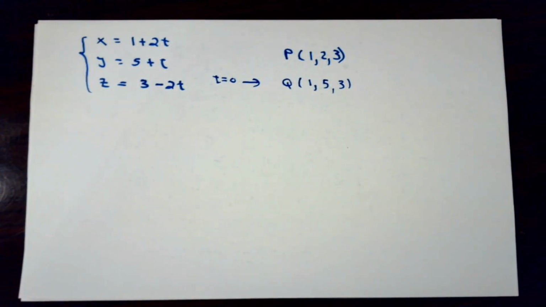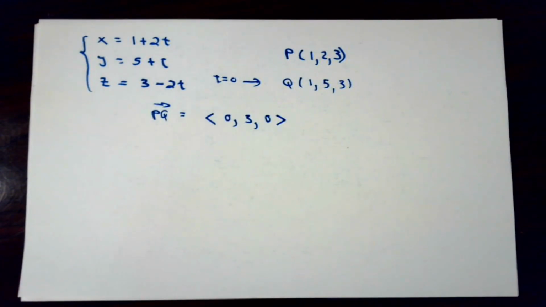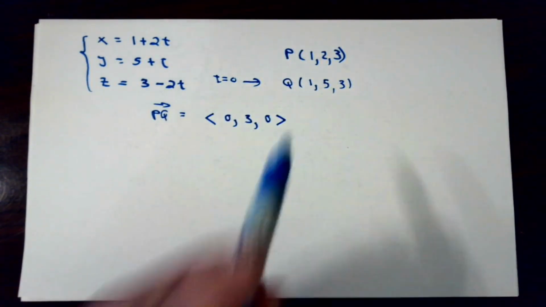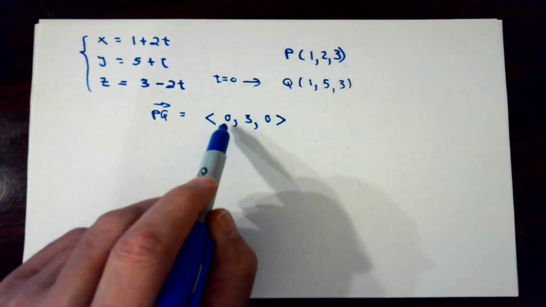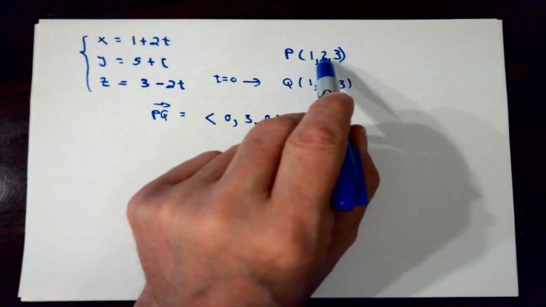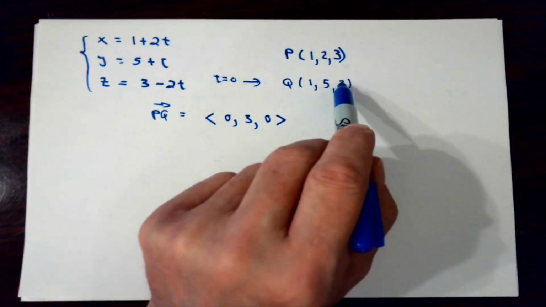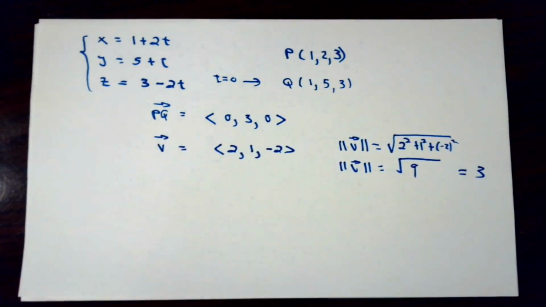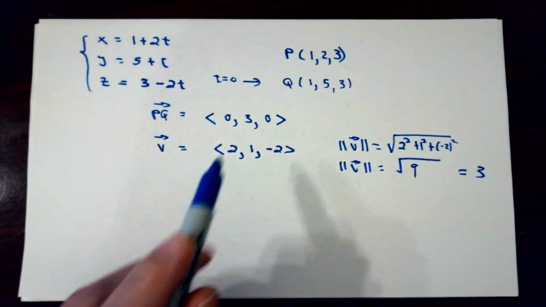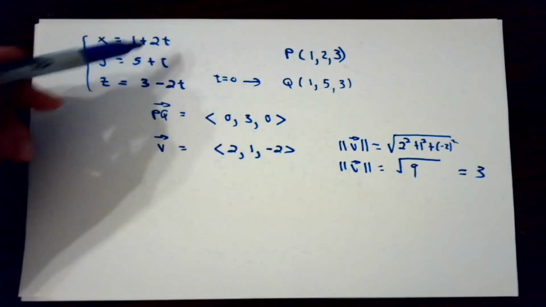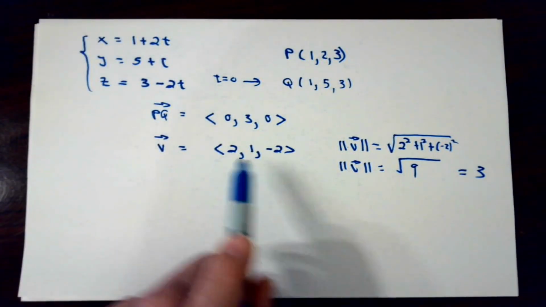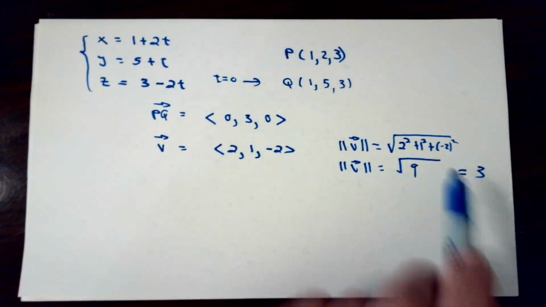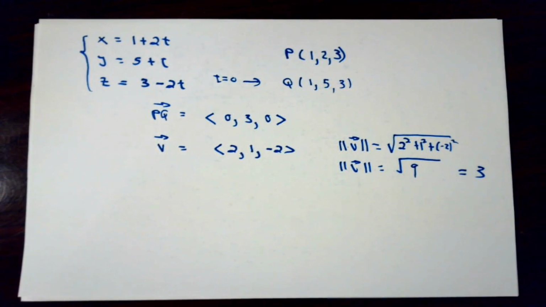If I set t equal to 0, x will be 1, y will be 5, z 3. I can then form the vector from P to Q, doing the usual end minus start routine. A direction vector for the straight line is given by the coefficients of the variable t in this case. In this particular instance, the magnitude of the vector works out to be an integer. It's 3. That was just luck, though.